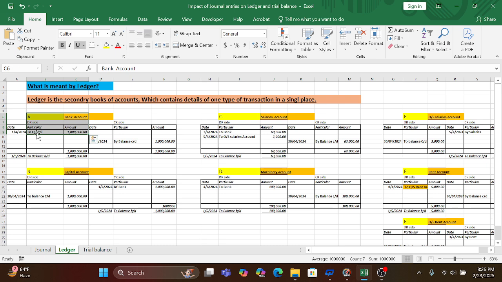So if you see here, I have shown the capital on the 'to' side in the bank account, debit to capital on 1st of April 2024, and in the capital account we have to show 'by bank' 10 lakh rupees on the credit side. I hope it will be helpful for you guys.